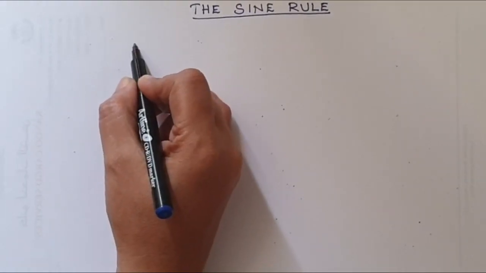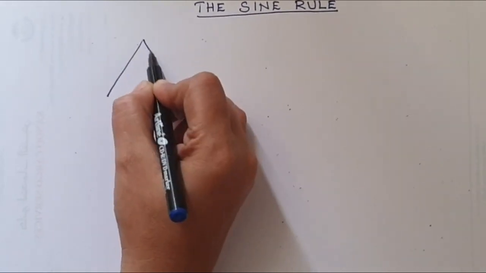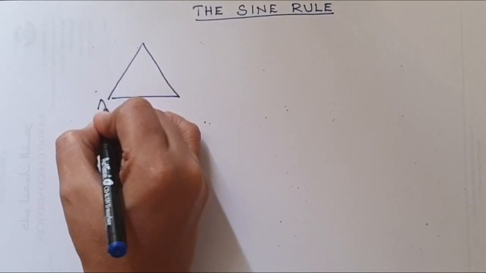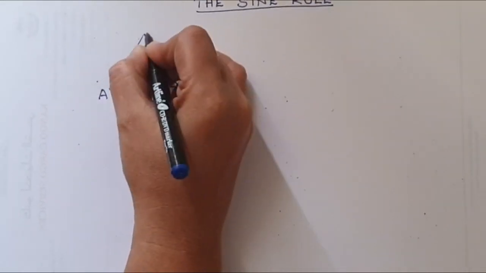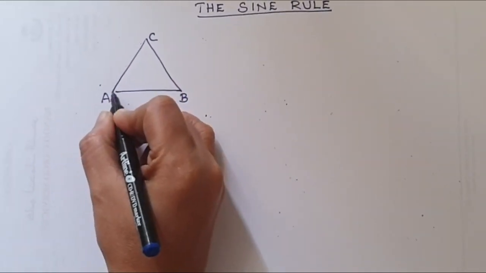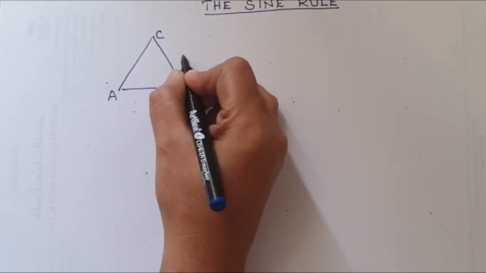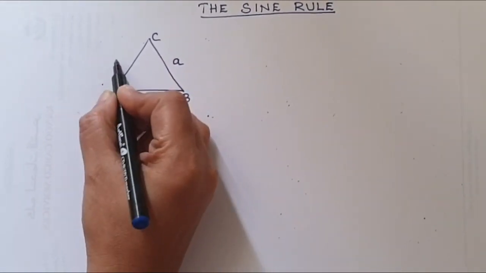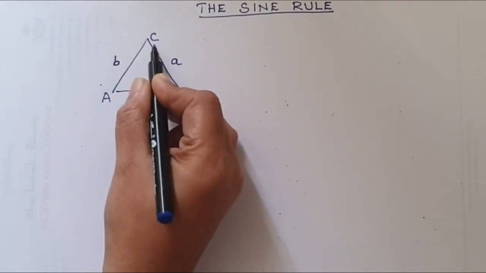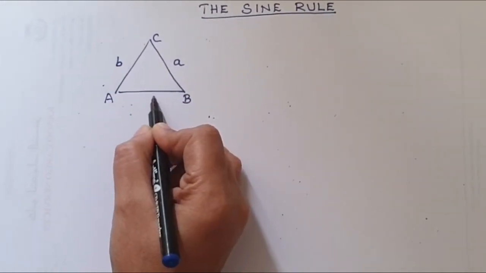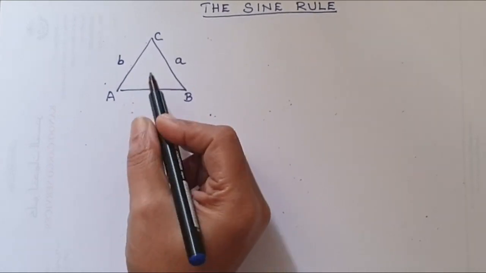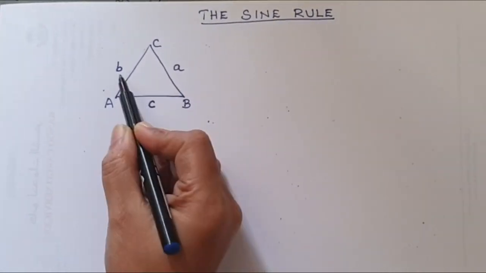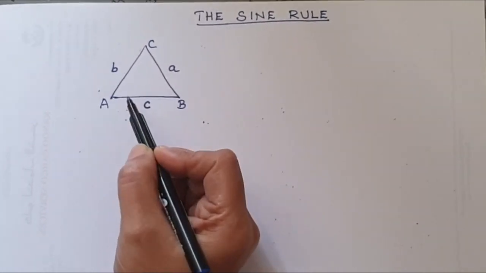Let us take a triangle ABC. The side opposite to the angle A, we write it as the side a. The side opposite to the angle B, we write it as b. And the side opposite to angle C, we write it as small c. That is, the angles are written with the capital letters and the sides are written with the small letters.